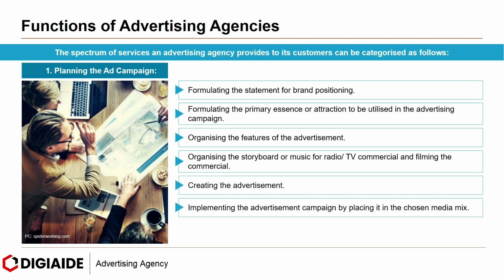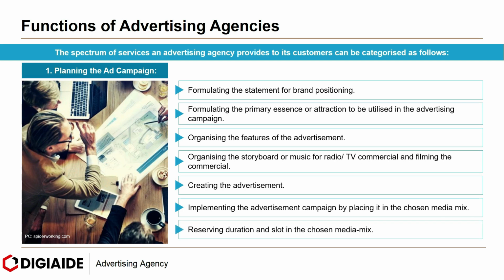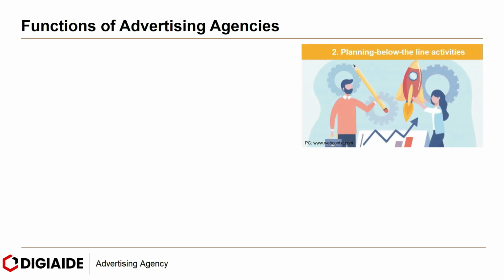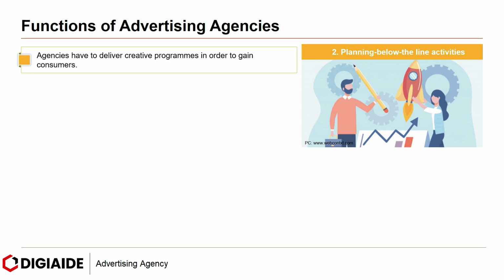Next, implementing the advertising campaign by placing it in the chosen media mix. And finally, reserving duration and slot in the chosen media mix. Next, planning below the line activities. Agencies have to also deliver creative programs in order to gain consumers. It is just one element of the promotion mix.